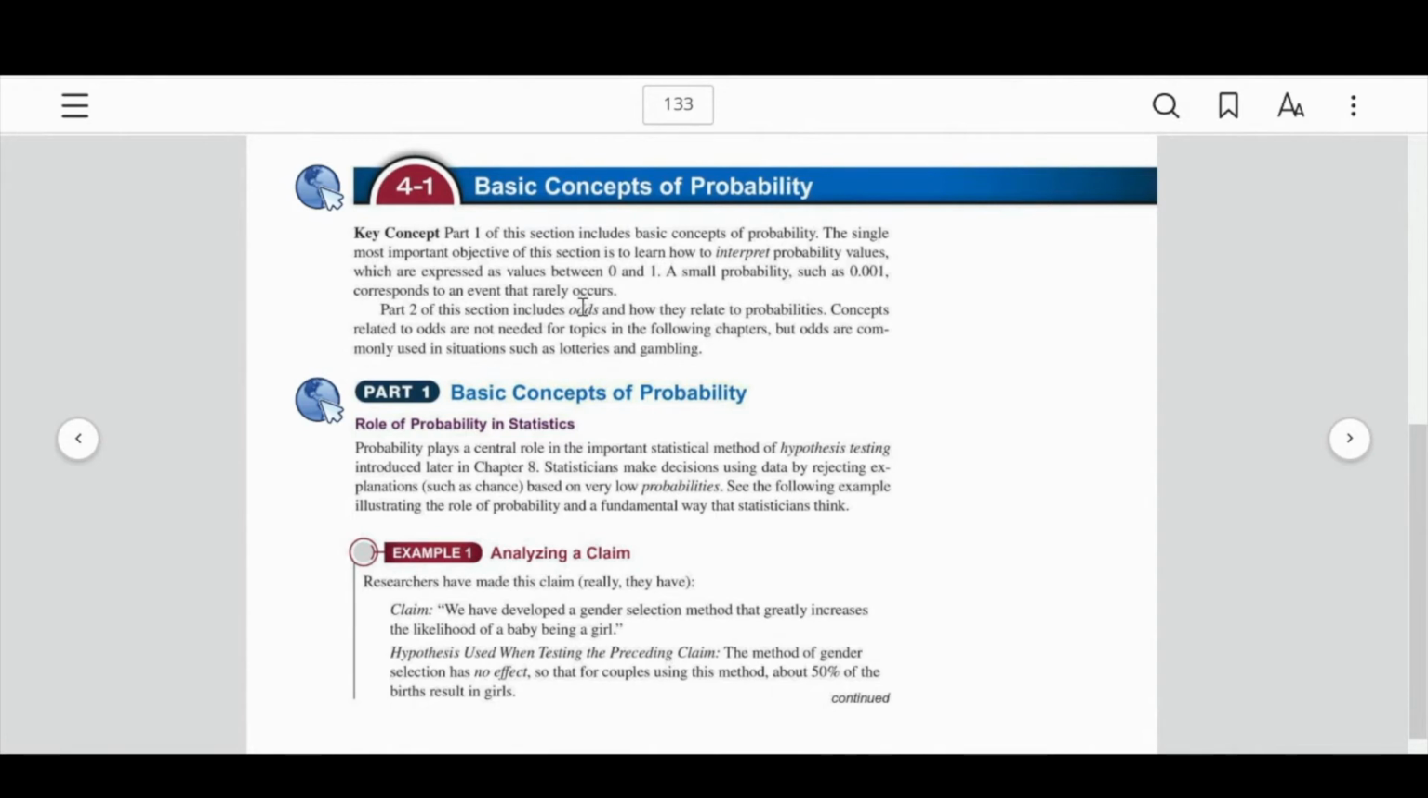Part 2 of this section includes odds and how they relate to probabilities. Odds are useful for lotteries and gambling. If you want to talk about lotteries and gambling, I could tell you how to win at Vegas. But that's not what we do in this class. And so I kind of make this executive decision.